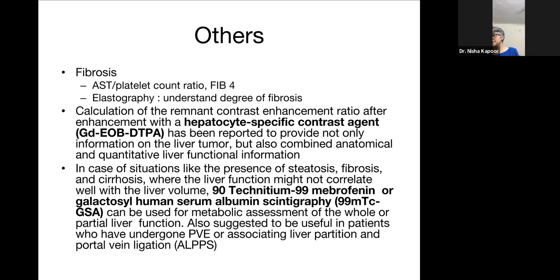Calculation of the remnant contrast enhancement ratio after enhancement with a hepatocyte-specific contrast agent has been reported to provide not only information on liver tumor, but also combined anatomical and quantitative liver functional information. This is found to be better than the simple gadolinium DTPA scans which we do for MRI. And in situations like steatosis, fibrosis and cirrhosis, where the liver function might not correlate well with the liver volume, technetium-99m GSA can be used for metabolic assessment of the whole or partial liver function. It is also suggested to be useful in patients who have undergone portal vein embolization or ALPPS.